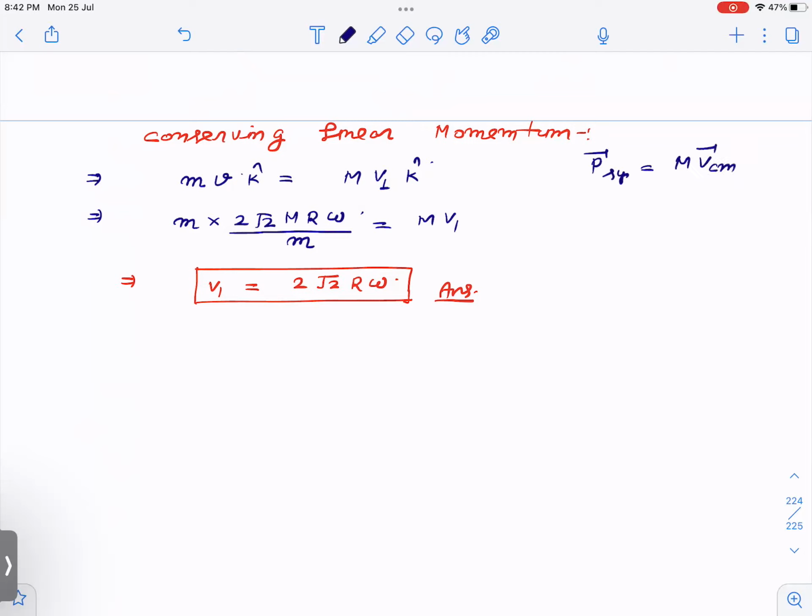For the sphere, the mass is m, and let us say v1 is the velocity we have to find out. Both will be in the k cap direction only. So this v we have already calculated. If you substitute this v, then you are going to get v1 as 2 root 2 R omega. So this is the final answer. This is the velocity of the center of mass of the sphere. So that is the analysis.